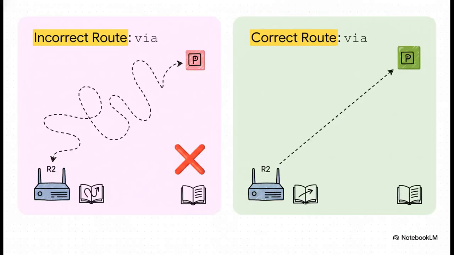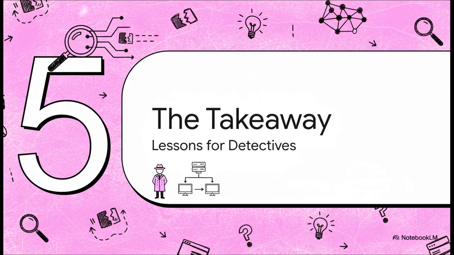And check this out. Here's the fix right in front of us. On the left, you see that bad rule, the one that sent our packet on a wild goose chase. And on the right, the correct rule. That's it. It just took one single line of configuration to tell R2 the right way to send packets back. And with that simple fix, poof, our connection is back up. So the case of the lost packet is officially closed.